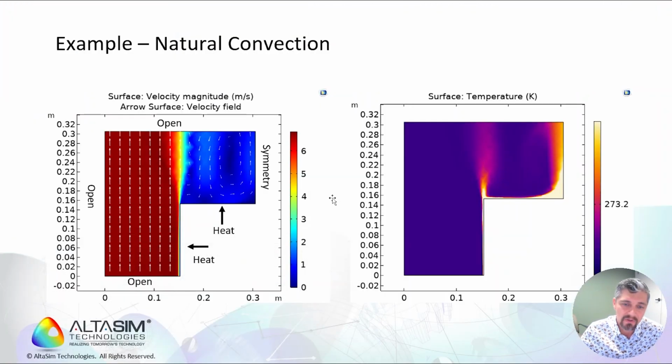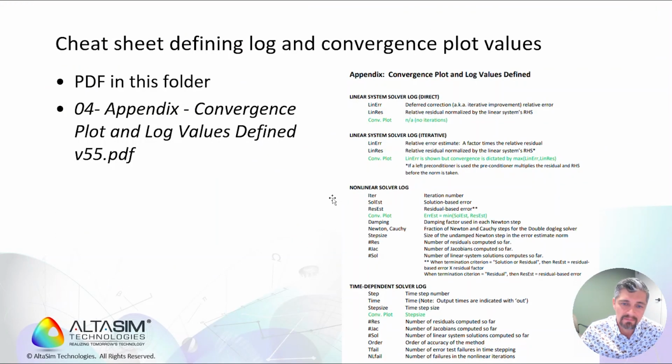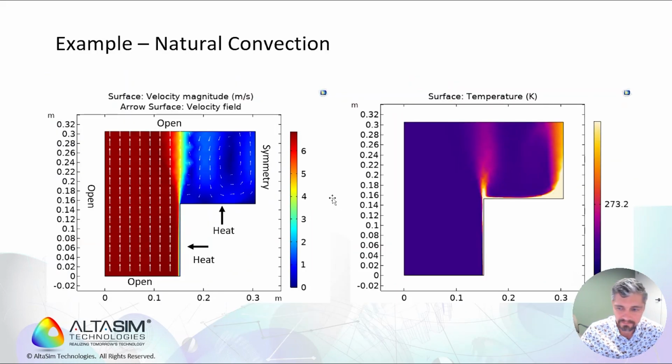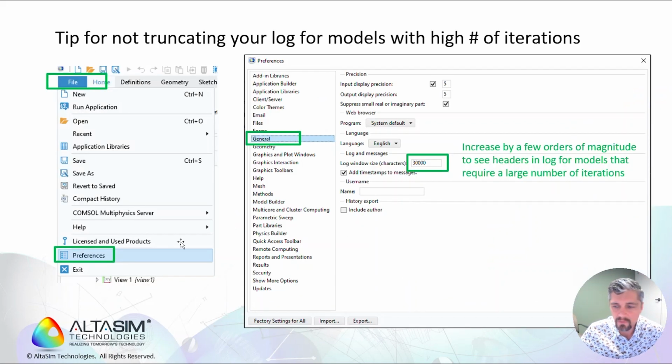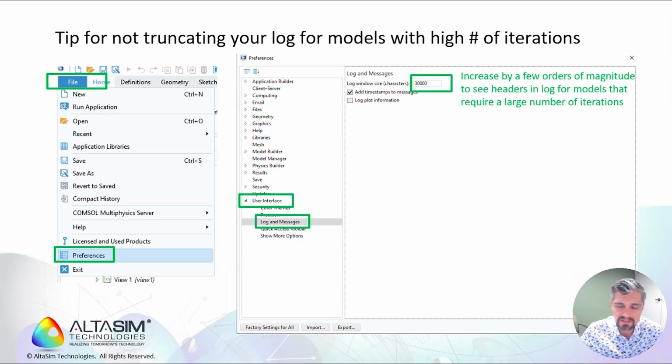You might also note that in previous versions, before version 6.1, it was in a different location. You would click File, Preferences, General, and 30,000 for the log window size. This is where it was before, but now in version 6.1, they've changed the location here, so it's under User Interface, Log and Messages, and then the setting is here.